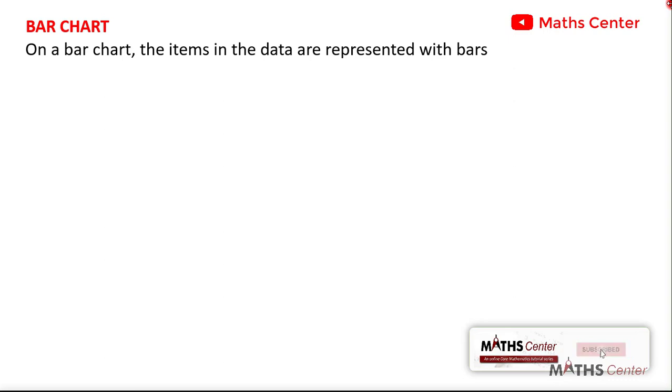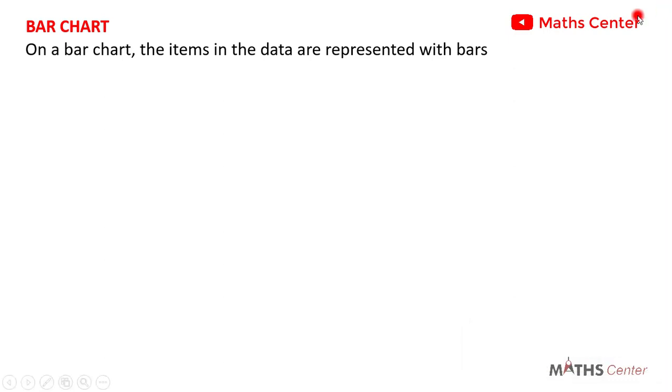Bar chart. On a bar chart, the items in the data are represented with bars. So just as the name suggests, on a bar chart, the items in the data are represented using bars.